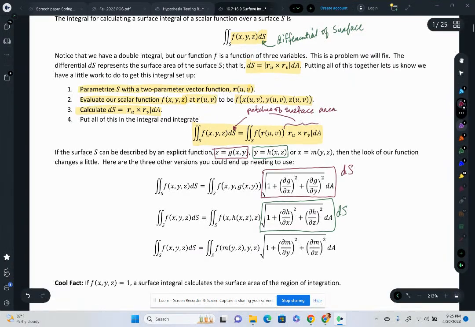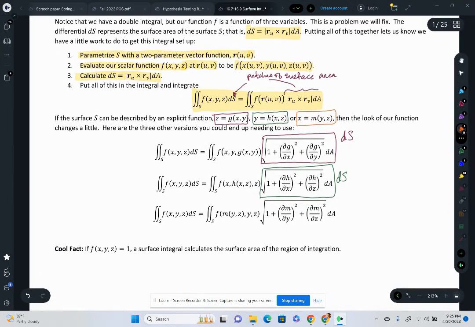And then similarly, for the last one, if x is a function of y and z, then y and z are the parameters, and so then we need to have first partials of those, square them, add them to 1, take the square root, and that will be our dS.